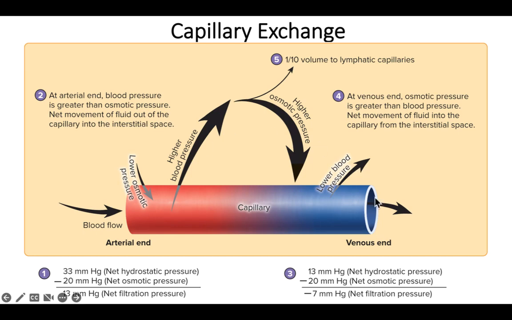This is not homeostatic. There's no homeostasis here because you're actually pushing out at 13 millimeters mercury. You're pulling in at a 7. There's an imbalance. So about 1/10 of the volume that gets pushed out here has to be collected by lymphatic capillaries, or you would have too much fluid accumulating outside of the capillary. All right, so this tells us the reason why we have to have lymphatic capillaries.